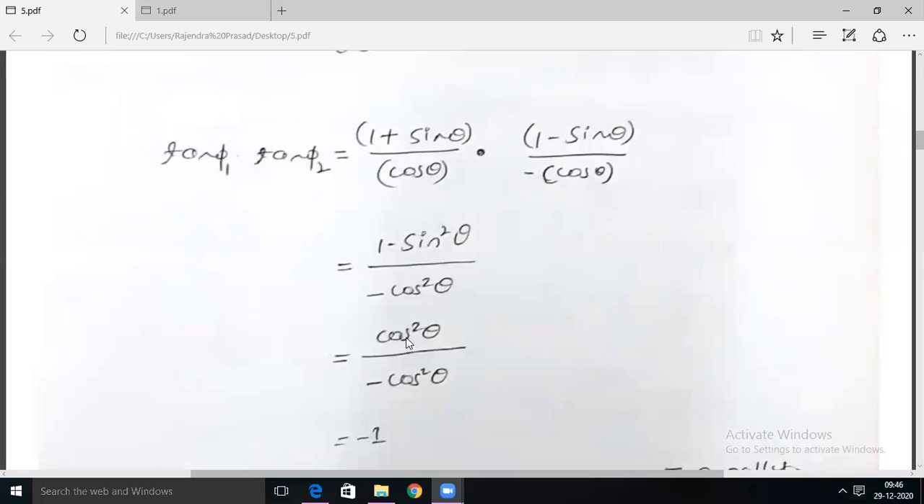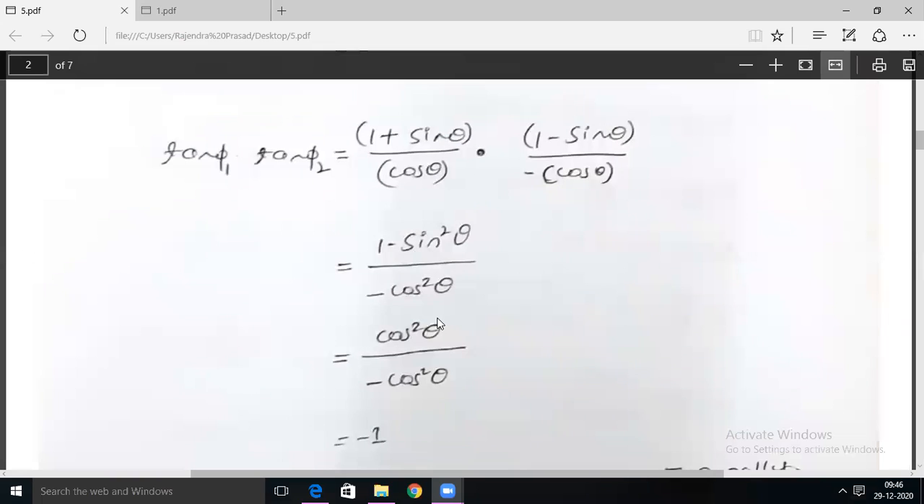Because sin square theta plus cos square theta is equal to 1, if we want cos square theta, obviously it is 1 minus sin square theta. So that's why in place of 1 minus sin square theta we can write cos square theta. Clear? So in the numerator cos square theta and in the denominator cos square theta get cancelled.